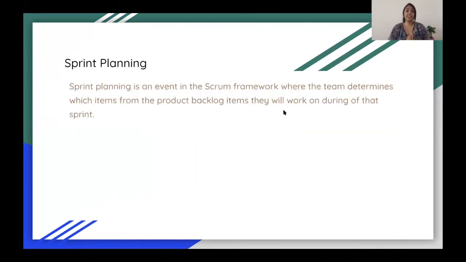Sprint planning is an event in the Scrum framework where the team determines which items from the product backlog they will work on for the duration of that particular sprint. First question I would like to answer, what is a sprint here? A sprint is a duration which varies from 1 to 4 weeks, in which a team takes in X amount of tasks that they commit to complete in that duration of 1, 2, 3, or 4 weeks. I will be working with the example of 2-week sprints.